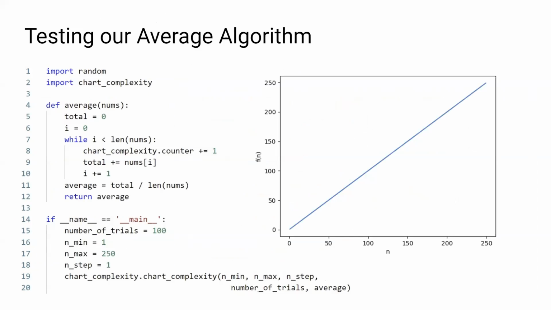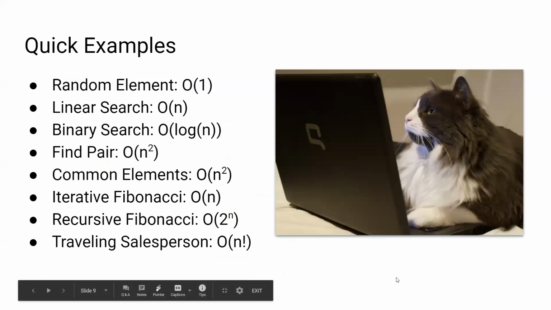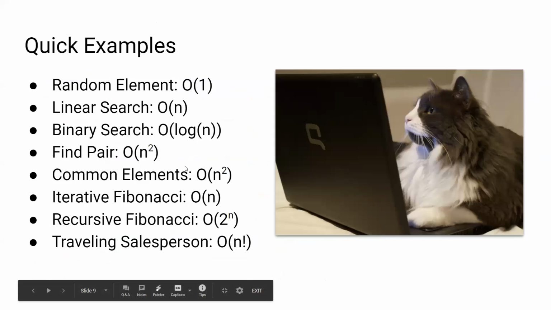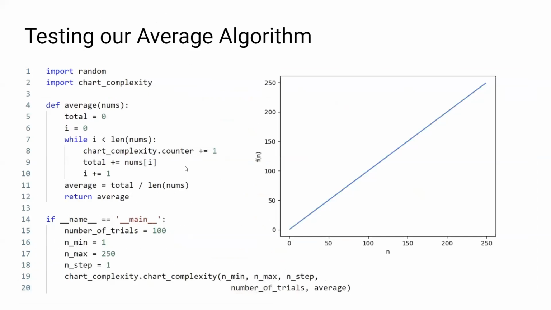we're iterating over our list of numbers, and you can see here we actually increment our counter, and then we invoke our chart complexity algorithm, which will actually run all those steps. So here we're running 100 trials, and n-min is 1, n-max is 50, and n-step is 1. So we're going to basically test all list sizes from 1 to 250, and we're going to try each list size 100 times and take the average.